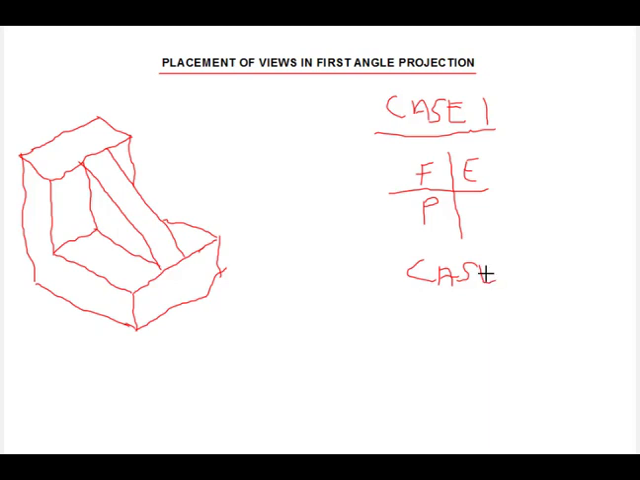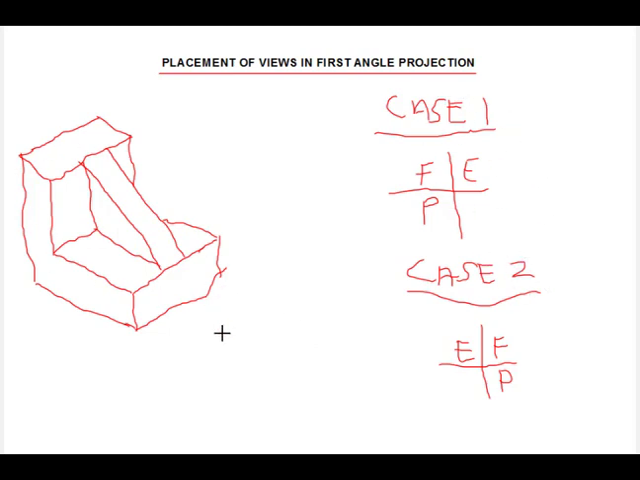Now let's look at case 2. In case 2, we'll have the front elevation in the first quadrant, the end elevation in the second quadrant, and then the plan will be drawn in the fourth quadrant. So how are we going to obtain case 1, and then case 2?